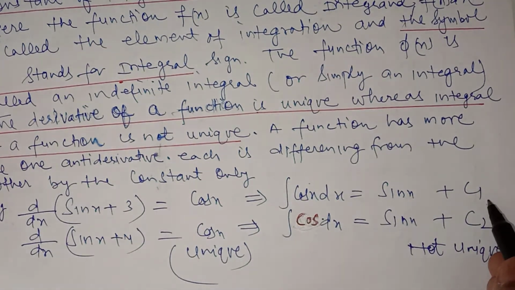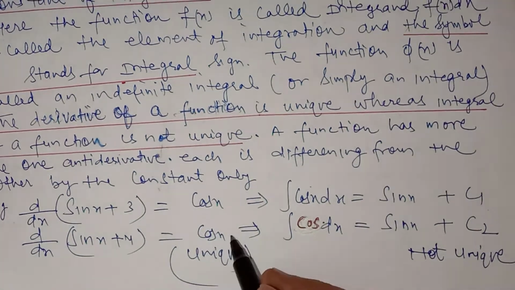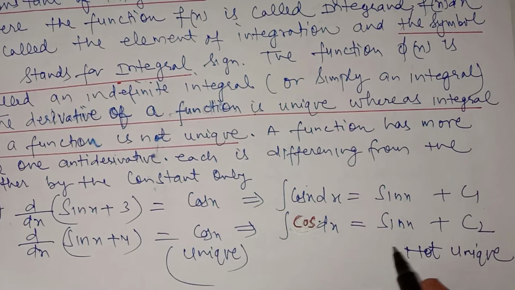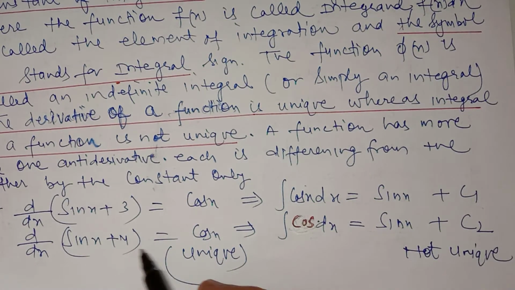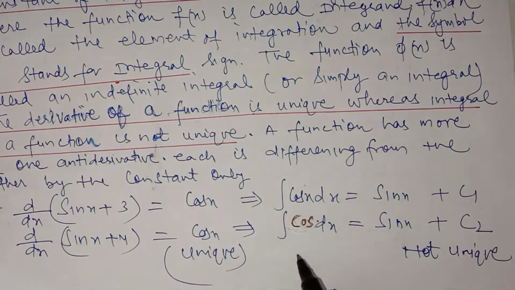We cannot tell after integration what this constant of integration is. And the derivative of sin x plus 4, where I've just changed the constant, is also cos x. If I find the integration of this, I should obtain sin x plus 4, but it is only equal to sin x, so I'm not getting this 4. That is why I put this c1 and c2, and these are not unique. They are different for the same integration of cos x.